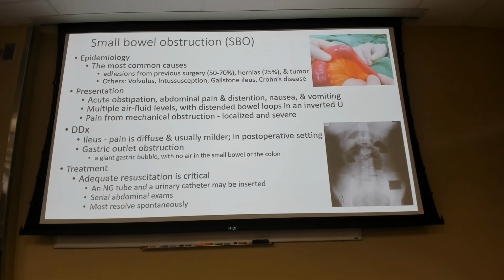This is one where you can see those air fluid levels like on the plain film there. What we have to decide is whether it's pain from a mechanical obstruction versus an ileus. So the ileus typically has diffuse pain. It's usually milder, and this is where the history is important. Have they had some sort of recent surgical procedure? Have they been under anesthesia? Have they started new medications? That can help differentiate a little bit when you're trying to evaluate what the difference is.